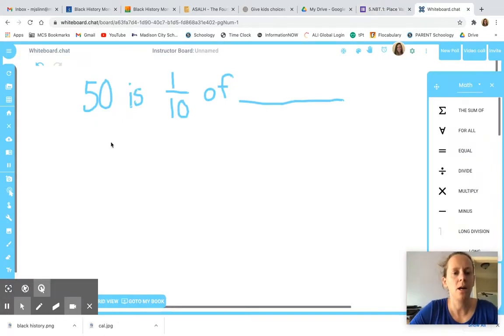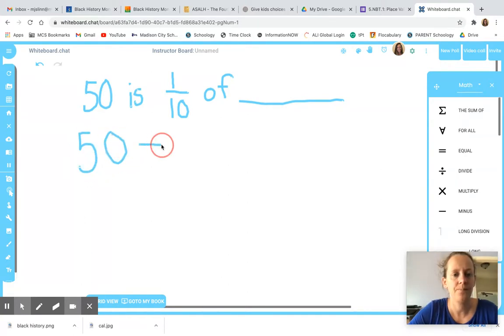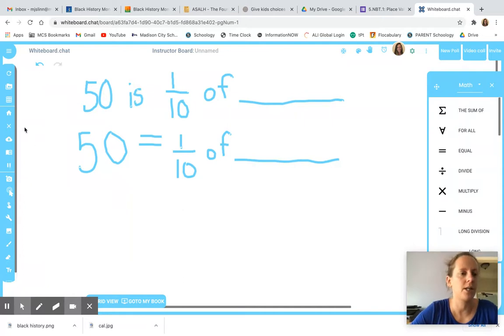Okay, so here we are in our whiteboard space, and let's go ahead and translate this sentence to math symbols. 50 equals 1/10 of some bigger number. So we're going to take a portion of a larger number and see what we come up with. Let me see if I can draw a shape. I'm still learning all these tools, so bear with me, guys.